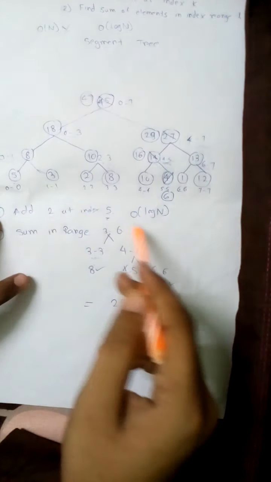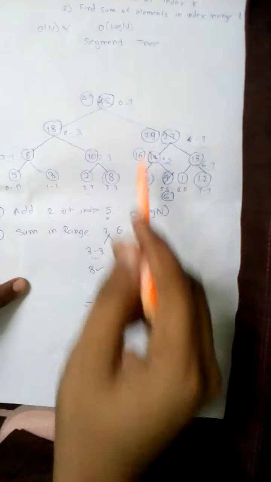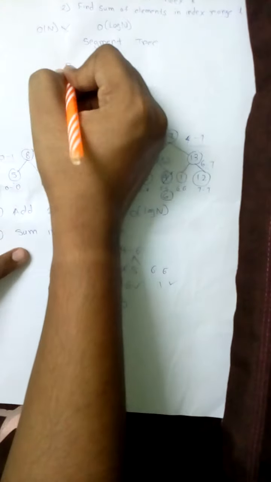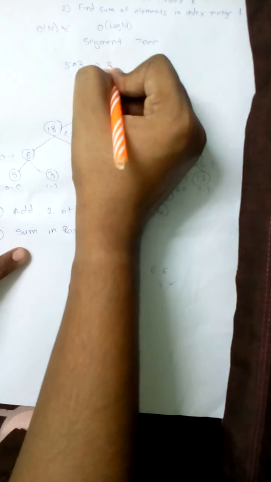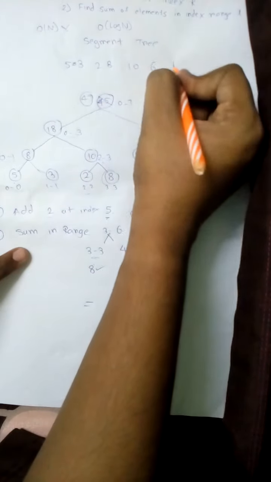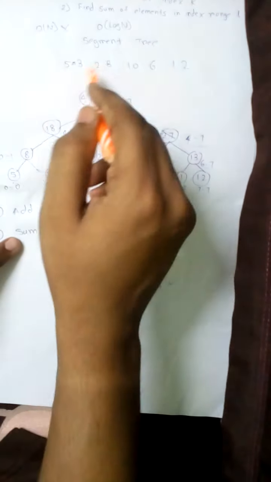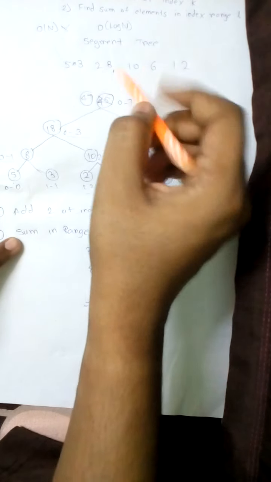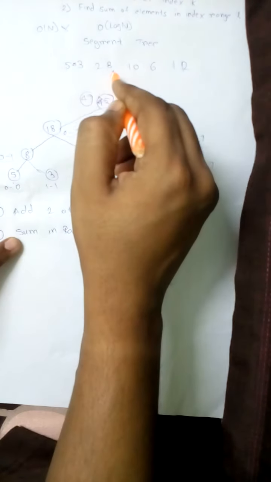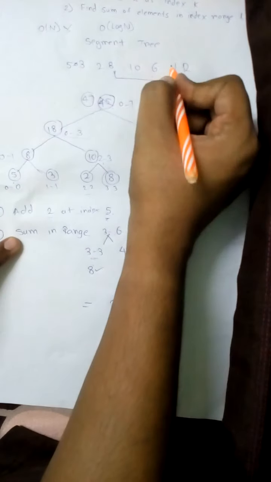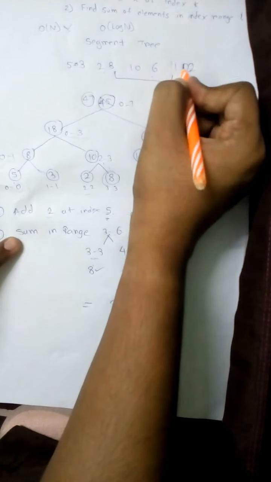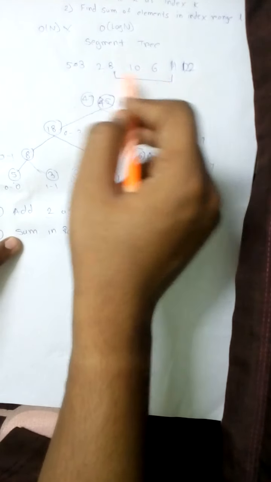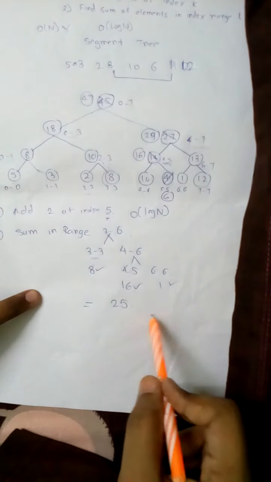So as you can see, what we had done, we had added to index 5 (indices 0 1 2 3 4 5). So our initial array had become 5 3 2 8 10 6 1 2, and then we ran the query of 3 to 6 (indices 0 1 2 3 4 5 6). Sorry, this is 12. Okay, so this is the query which we ran. As you can see, the sum is 16 plus 8 plus 1, so that is 25.